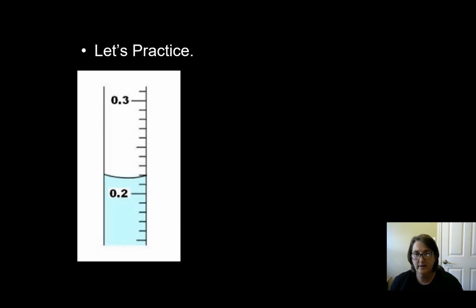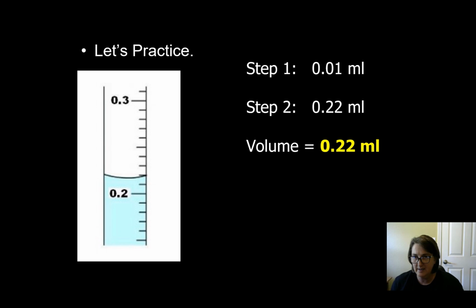Okay, I'll let you practice this one on your own. I take 0.3 minus 0.2, divide by 10. Each of these lines represent 0.01 milliliters. So here you can see I have 0.2. You can think of it as 0.20. This is 0.21, 0.22. So you could say 0.22 milliliters.